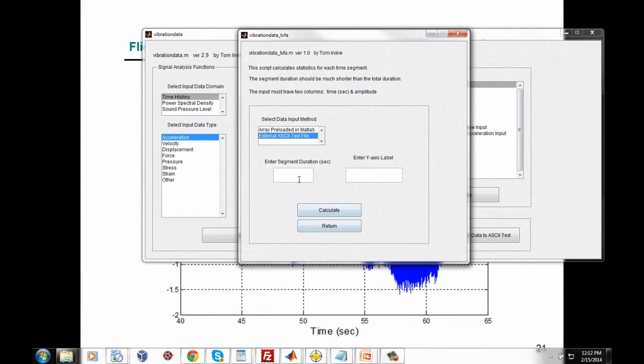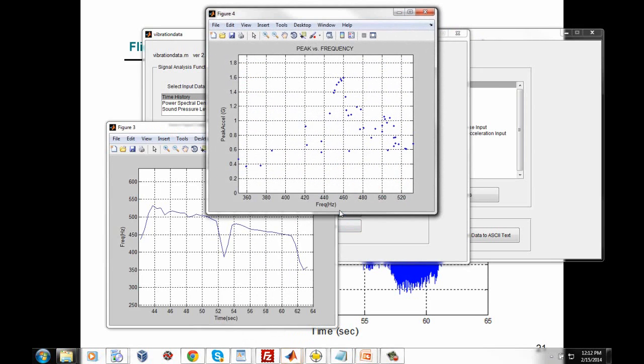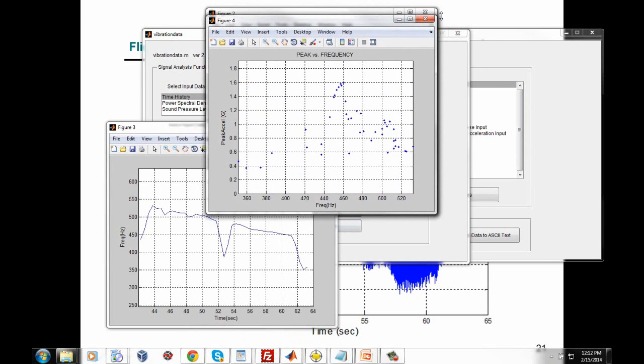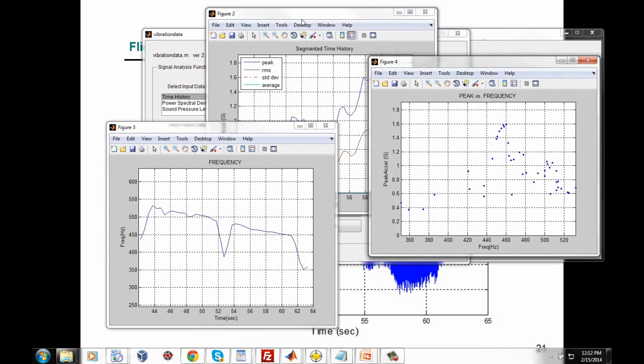This was measured on a bulkhead of a vehicle that had the particular motor in question here. And we're going to use a segment duration of 0.5 seconds. What we're going to do is calculate descriptive statistics for each half-second interval. And the y-axis will be acceleration in g. Let's go ahead and calculate that. A whole series of plots is going to come up. Let's just go through these one by one.